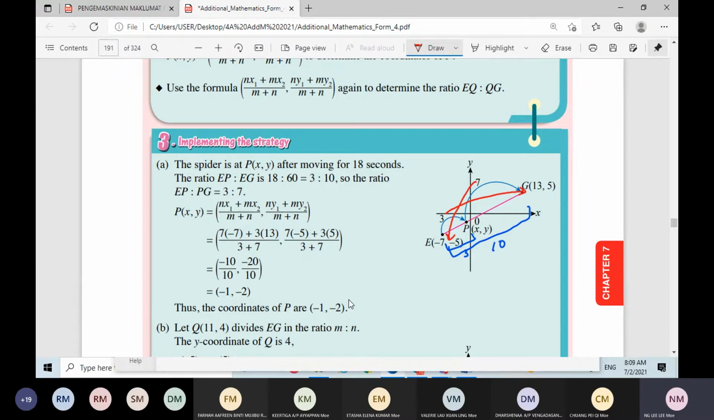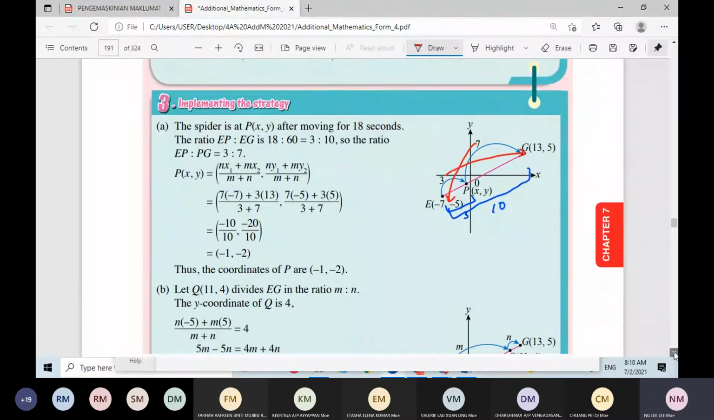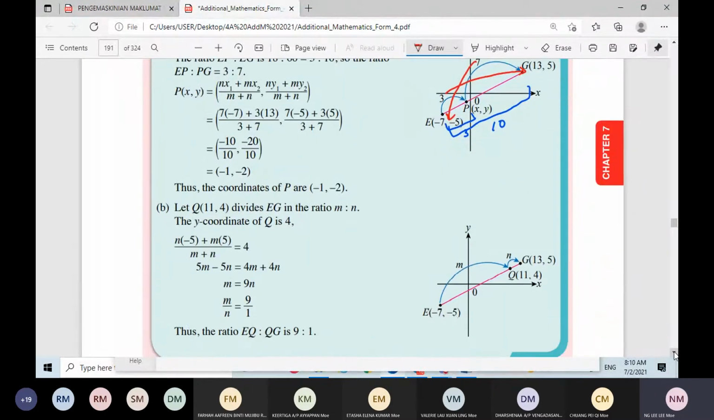This is part A. Part B, they want you to find the ratio EQ:QG when the spider is at point Q. Q is (11, 4) on the straight line. So you draw another graph. Don't let the point P disturb you. The E and the G remain. Don't show the point P anymore because this question has nothing to do with point P. But you have a new point here, which is point Q (11, 4).